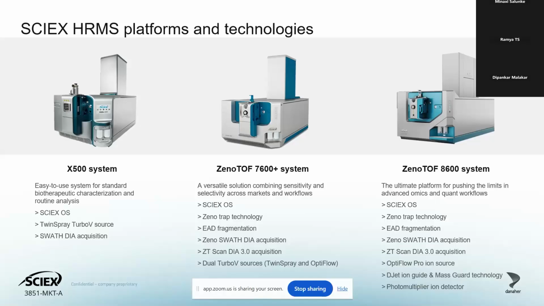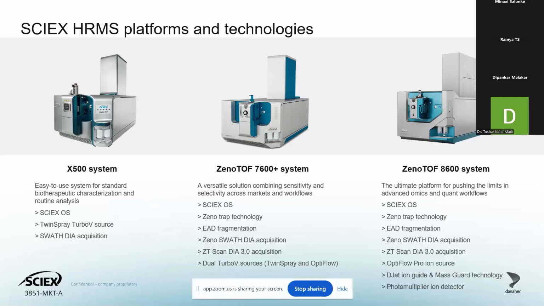In the X500 system, we have the X500R and X500B. The R system is mostly used for small molecules or routine peptide analysis, and it is a very easy to use system. The X500B system is used for biopharmaceutical characterization analysis, and routine small molecule, lipid, and metabolite analysis can all be done by the X500 system. This is a tabletop system, with a very small footprint, easy to use.